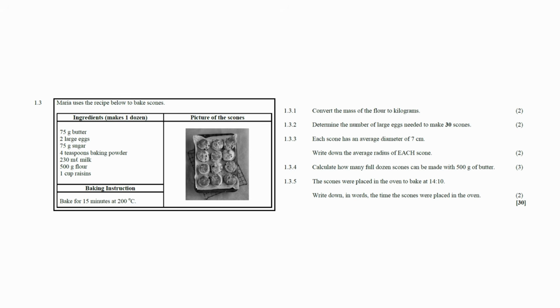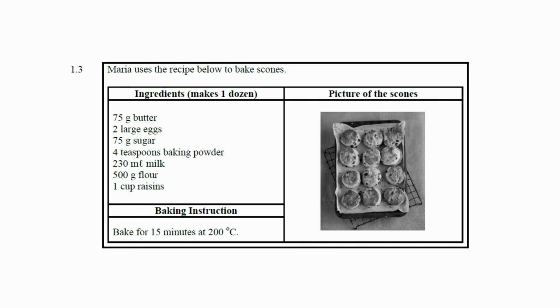Question 1.3 consists of 5 measurement questions that were designed to assess your understanding of the metric system. You are given a recipe for baking scones. There is a list of ingredients and a baking instruction.